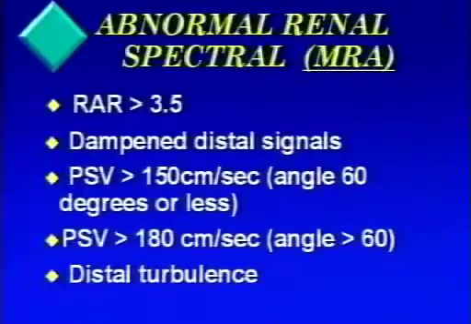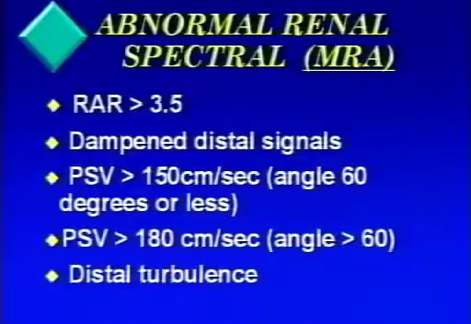Now, if the patient has an abnormal examination, then we would be seeing that the renal to aortic ratio is greater than 3.5, and that just distal to the site of stenosis we would have some degree of turbulence depending upon the degree of stenosis. Typically, the more significant the stenosis, the more significant the distal turbulence.